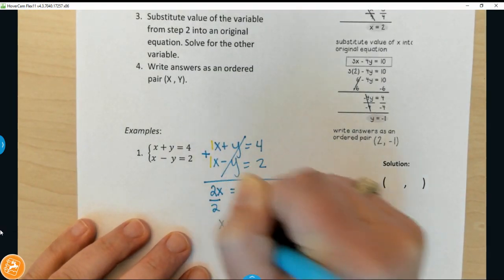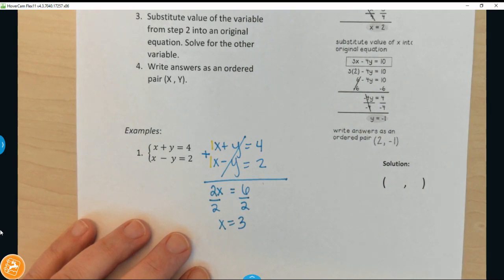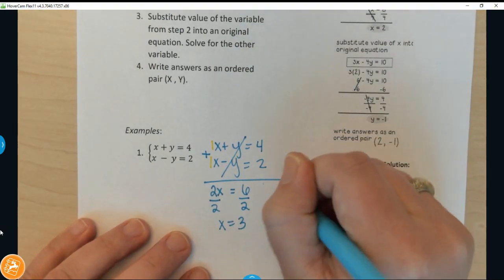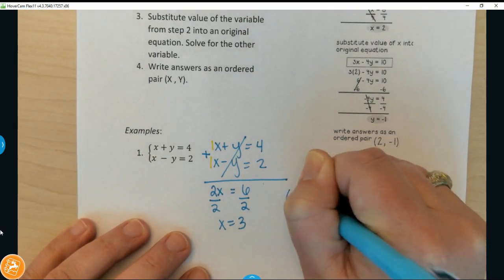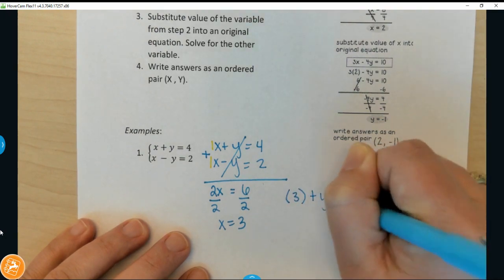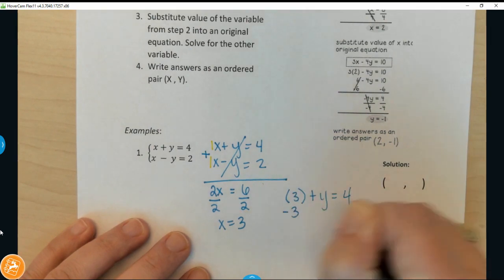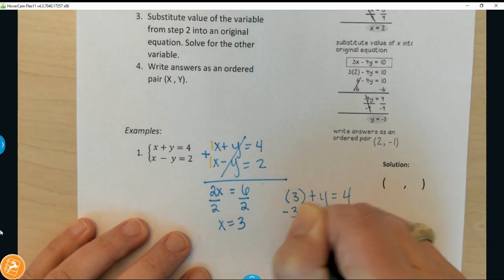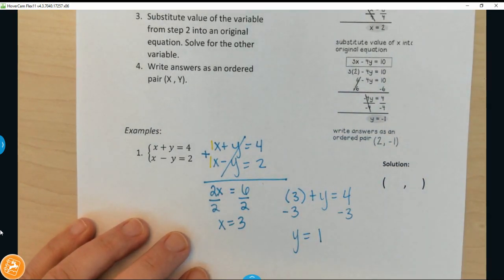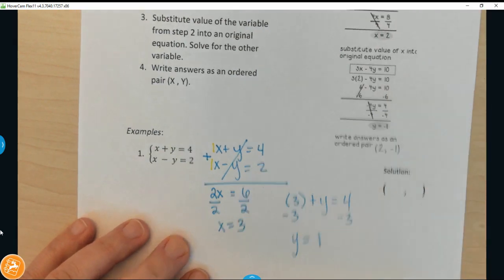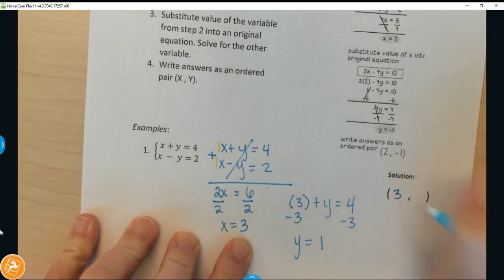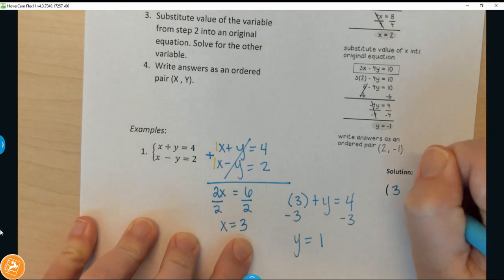I take this number, 3, I substitute it in for x into either one of them, doesn't matter, I'll just use the top one. So instead of x, I'm going to put 3 plus y equals 4. So to solve for y, I would subtract 3 from both sides. That would give me y equals 1. So when I go to write my solution, my x value is 3, my y value is 1.